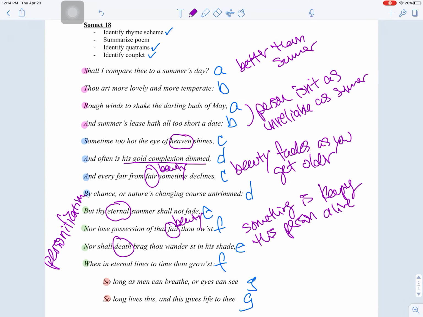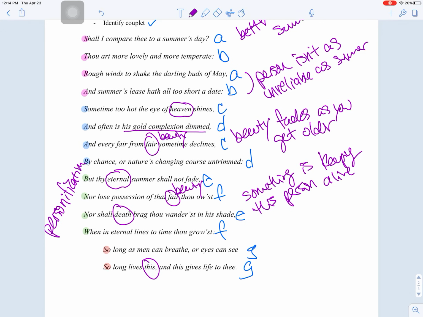"So long as men can breathe or eyes can see, so long lives this, and this gives life to thee." So those last two lines, they rhyme with each other. And it says, so long as men can breathe or eyes can see, so long lives this, and this gives life to thee. What is this? Think about it. What did we just read? This poem, right? So because of this poem, it's lived on forever, right? The memory won't fade.